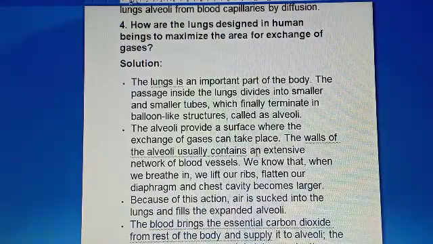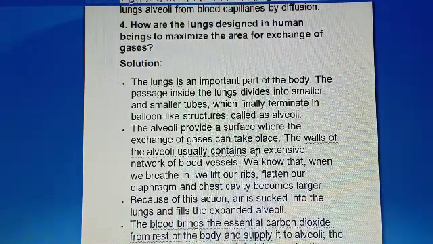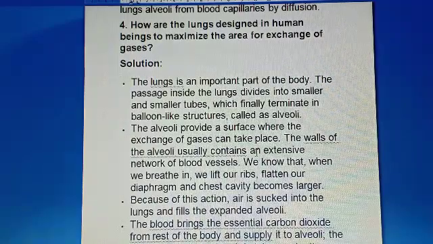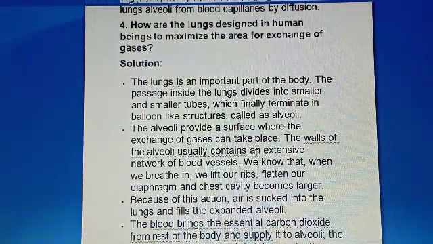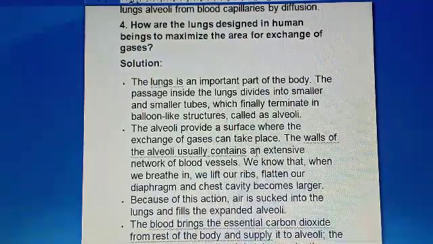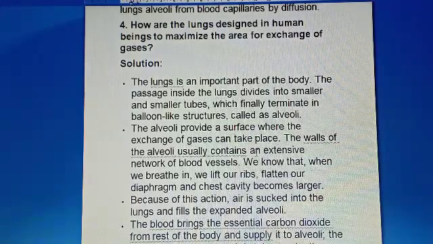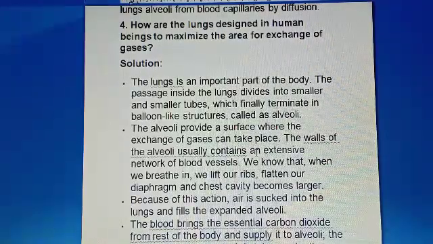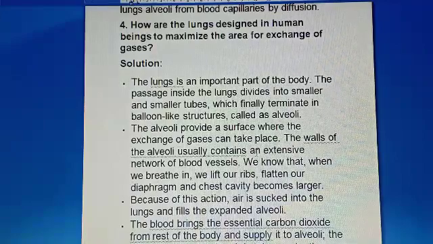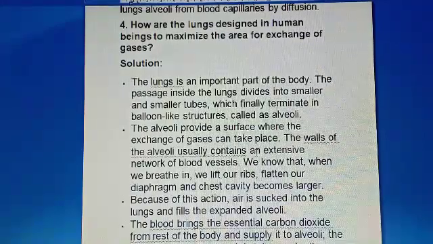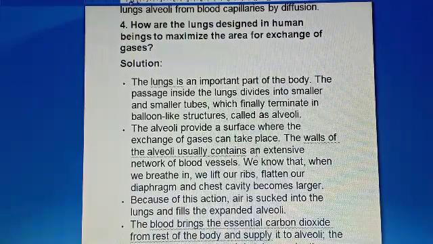We know that when we breathe in, we lift our ribs and flatten out the diaphragm. The diaphragm is the membrane located just below the lungs. The chest cavity becomes larger. Due to the air coming into the body, the diaphragm is flat and the cavity becomes larger, so we can easily inhale the air. Because of this action, air is sucked into the lungs and fills the lungs, and that's why the alveoli expand.